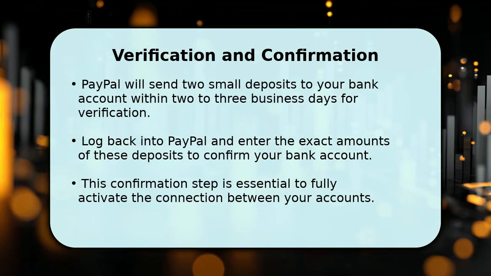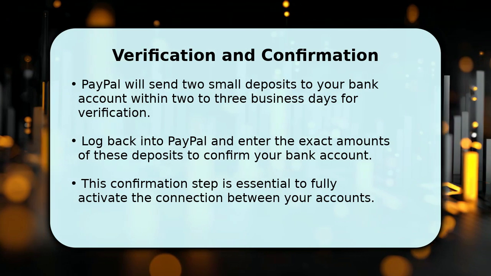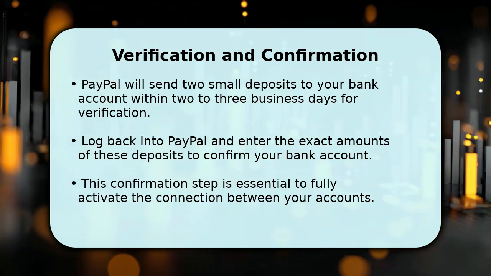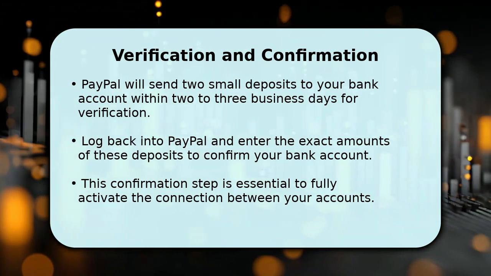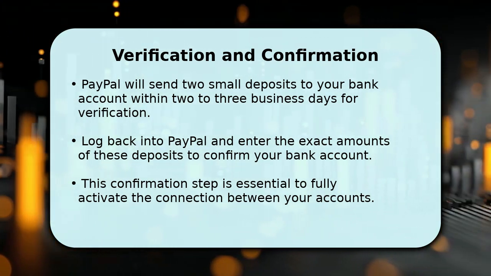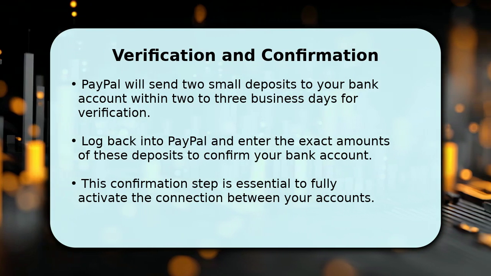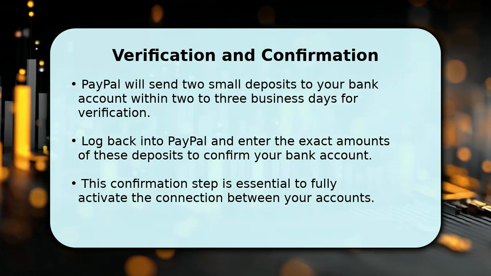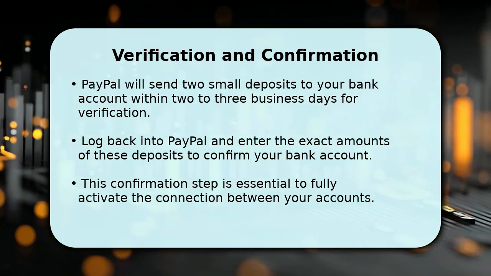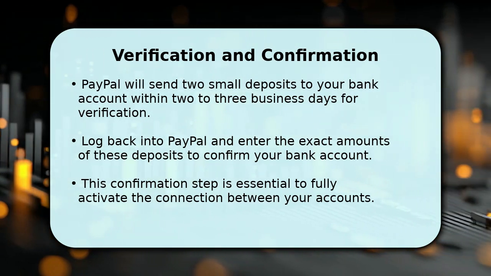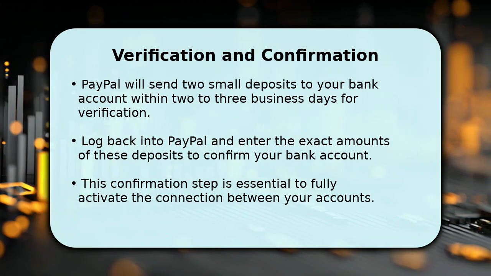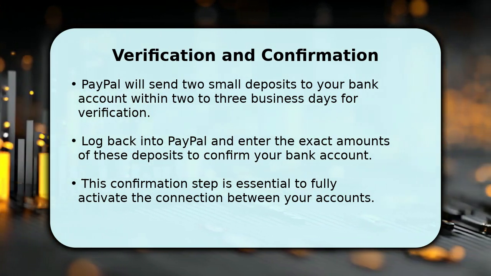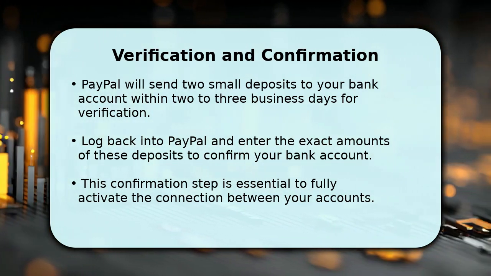After entering your details, PayPal will initiate a verification process by sending 2 small deposits, usually less than $1 each, to your Nepalese bank account. These micro-deposits typically appear within 2 to 3 business days. Once you see them in your bank statement, log back into PayPal. Navigate to the Wallet section again and enter the exact amounts of these 2 deposits. Correctly confirming these amounts finalizes your bank account link, enabling secure transactions.